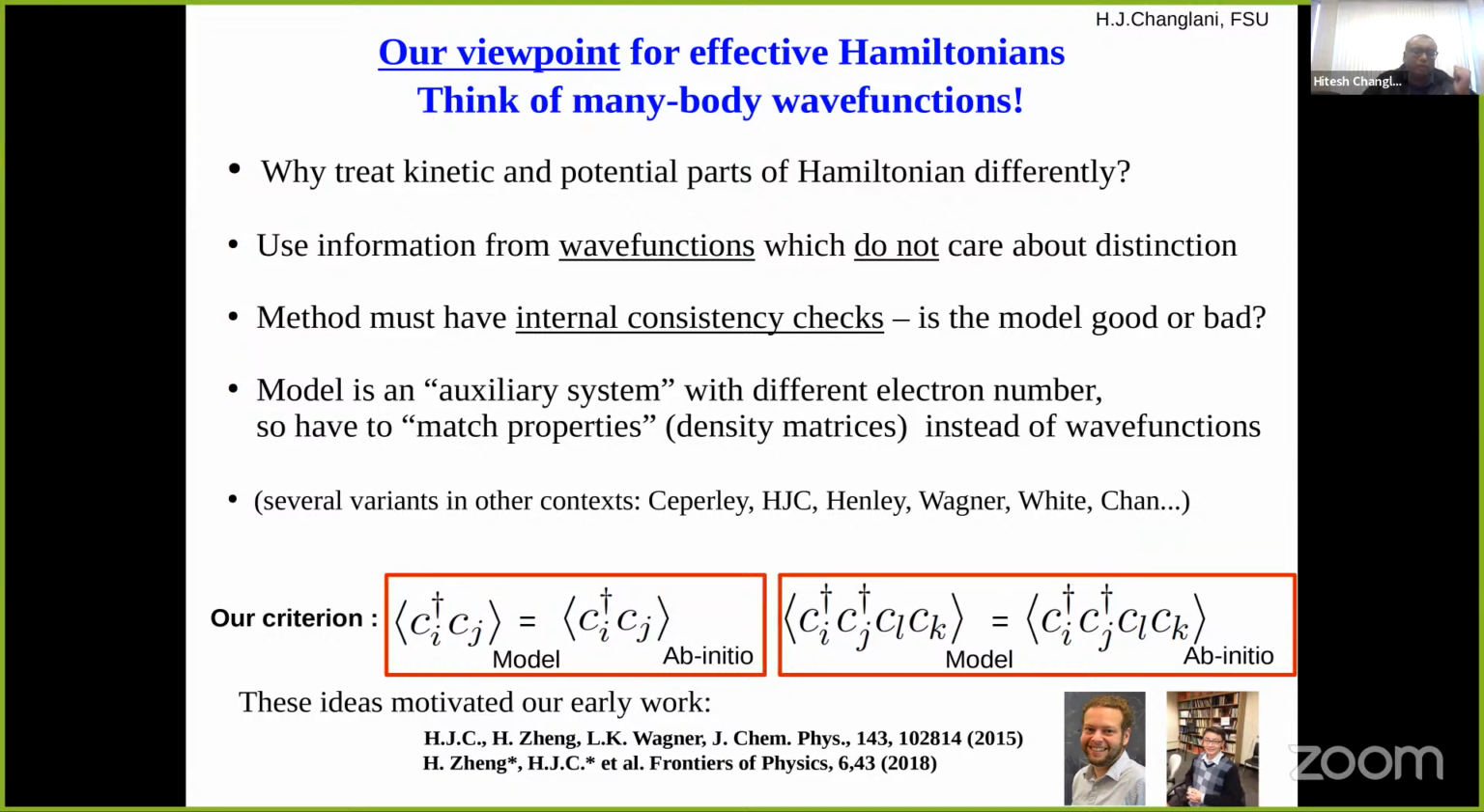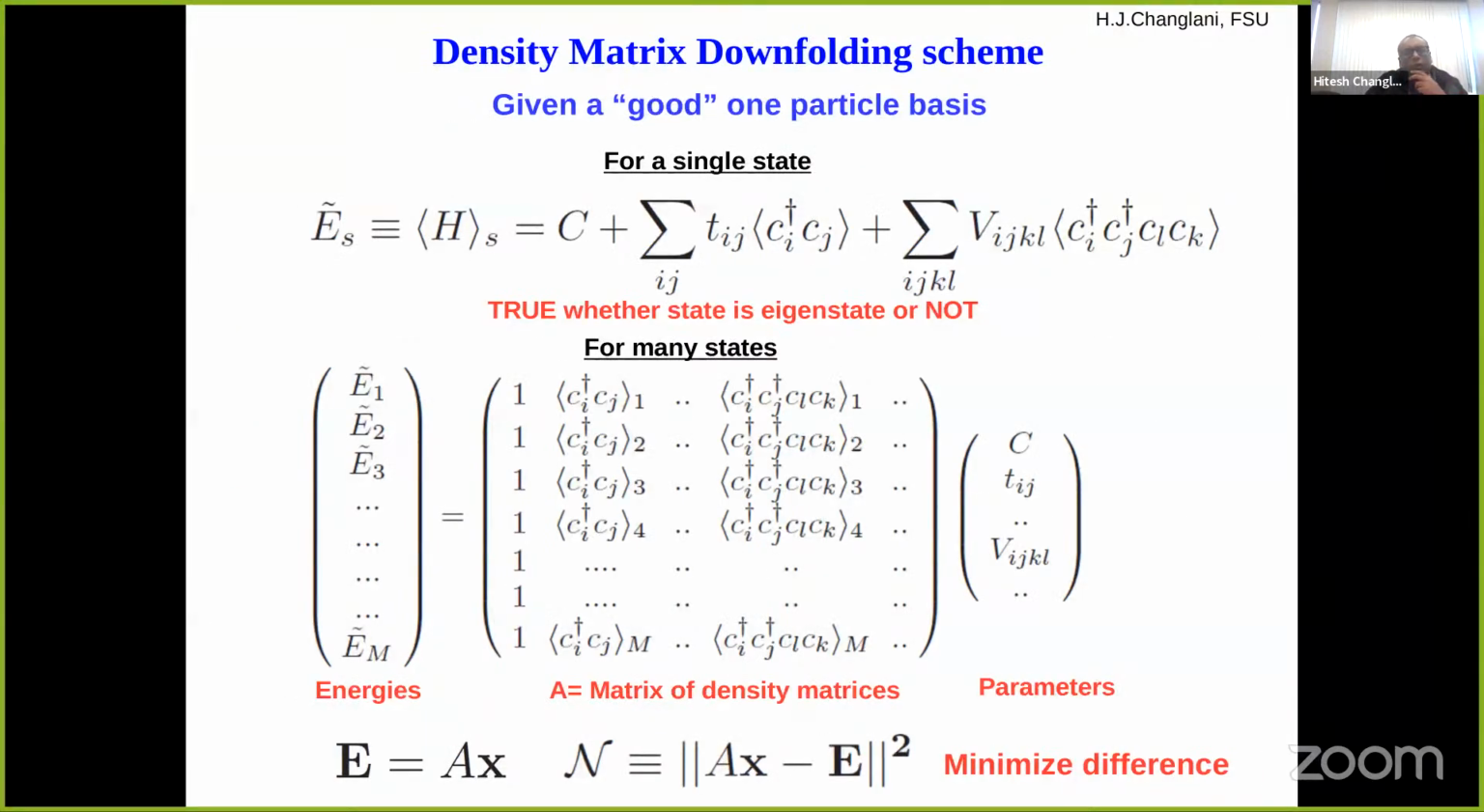That is the basis of our early work in this direction, which I'll be happy to discuss at some point if you're interested. So let me get to the key idea. Imagine I want an effective Hamiltonian, and imagine I have a good one-particle basis. Let's say I constructed the Wannier functions, and I can tell you these are the important localized orbitals that you should put into your model Hamiltonian. And maybe the method will say, actually, you were wrong, you've got to do better than this. But let's imagine that you've done that step.